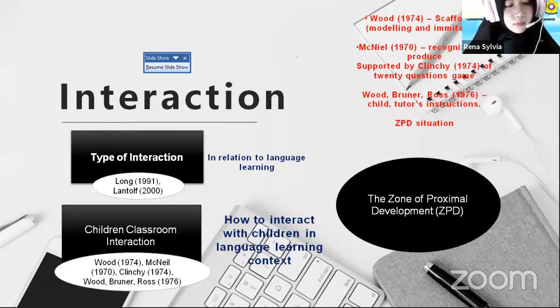So then, during the lesson, children will come to a situation where they can do something independently, but then there will be a situation where they don't know what to do next. That kind of situation is called the ZPD situation. It is the zone of proximal development. So then, how do we help the children get out from the zone of proximal development?